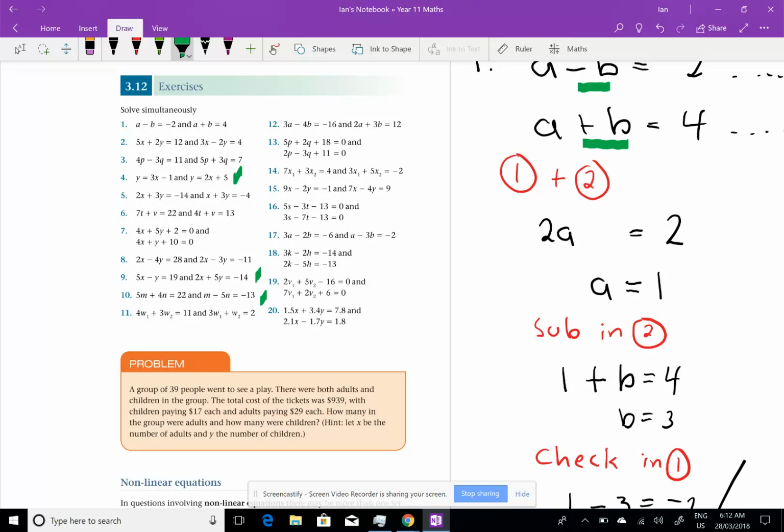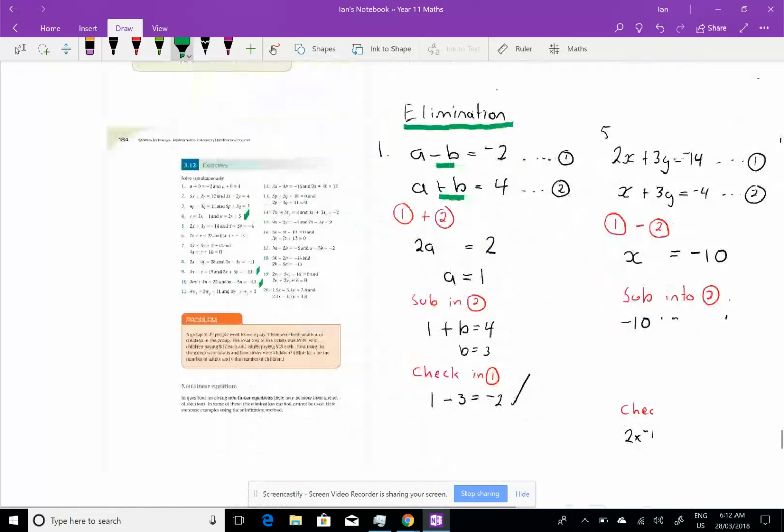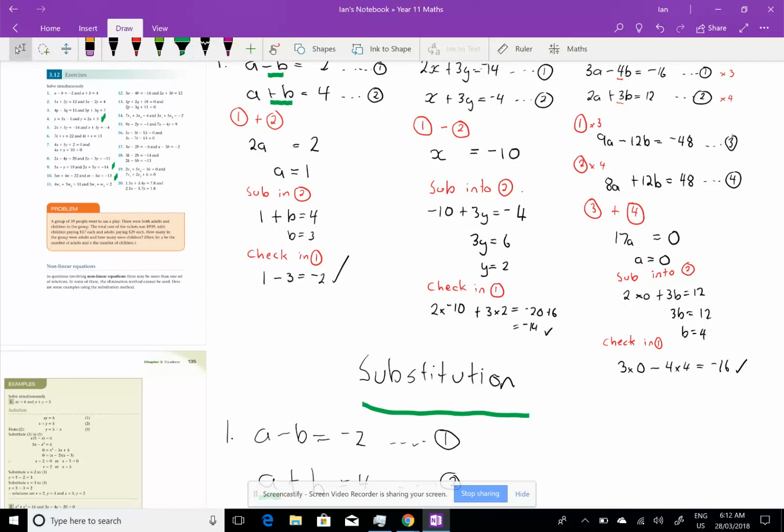So I'll do question 8. I thought that was going to be a harder one. Question 8. I'll leave you to do question 4. That's pretty easy. I'll do question 9. And you can try 4 and 10 using substitution. So here we go. Here's substitution. And I'm going to do question 9. By the way, you choose what method you want to do.